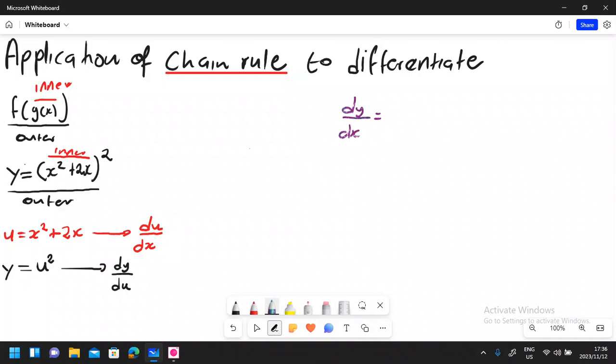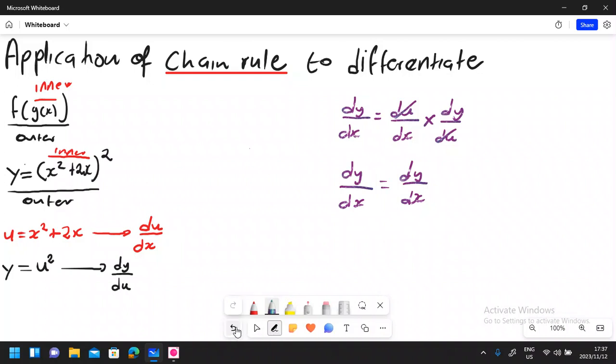So the derivative of the inner, which is du over dx, multiplied by dy over du. All right, so as you can see, du and du are going to divide each other, and then they're going to give you the remaining. Do you guys see? If I were to show you how exactly it works, you're going to be left with dy over dx. So basically this is the formula on top there.